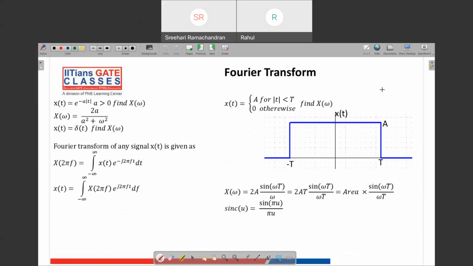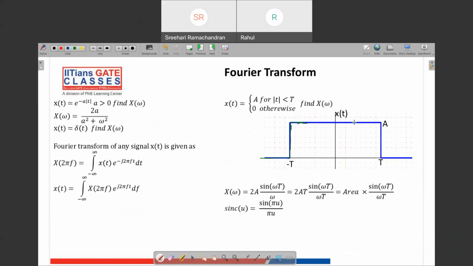So now let's say this is a very important signal. In a lot of problems, you'll see this rectangular pulse based problem for the Fourier transform. So let's say we have a signal which looks like this, and for this particular signal, we want to calculate what the Fourier transform will be.